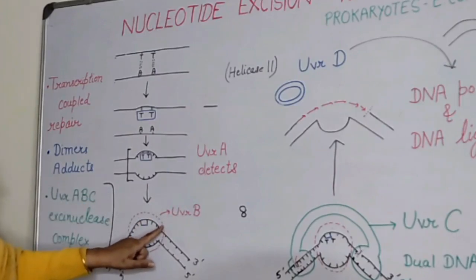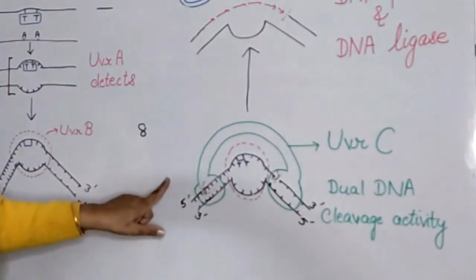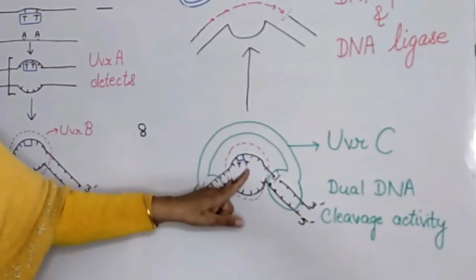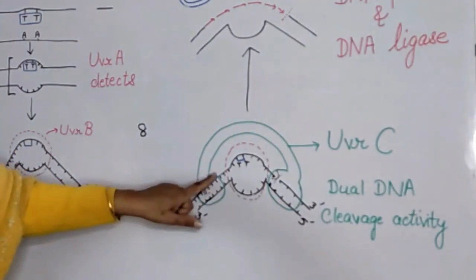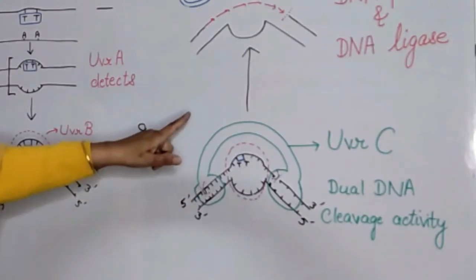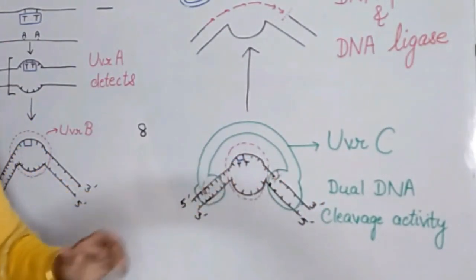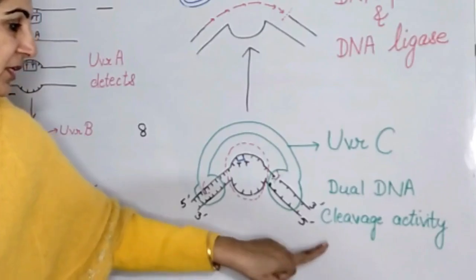After that, it recruits the UvrB protein. UvrB results in the bending of the DNA molecule where the defect lies. After this, UvrC comes and binds to the DNA molecule adjacent to the bent angle, and it makes two nicks in the defected strand. The first nick is made around 8 nucleotides upstream and the second nick is made around 4 nucleotides downstream in the defected strand. So this UvrC has a dual DNA cleavage activity.